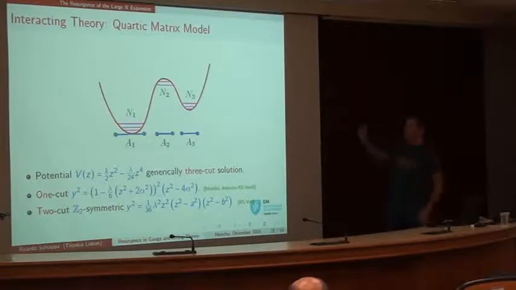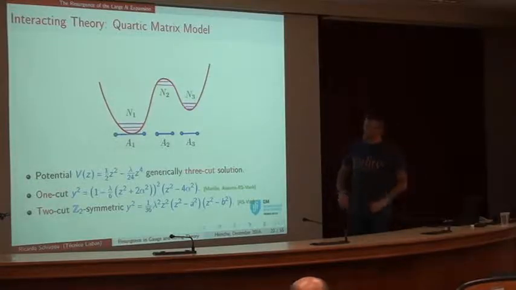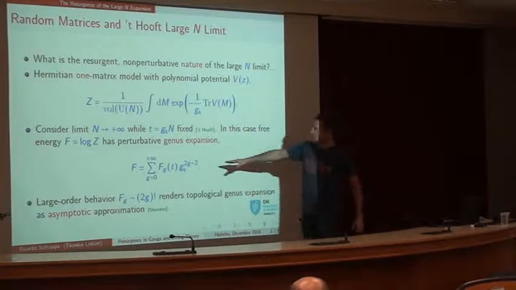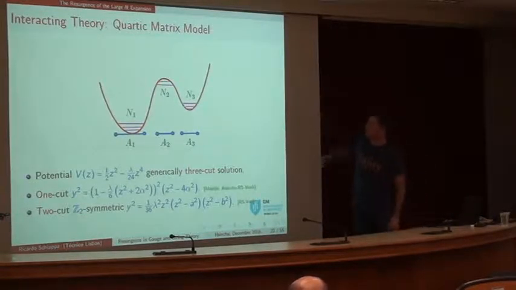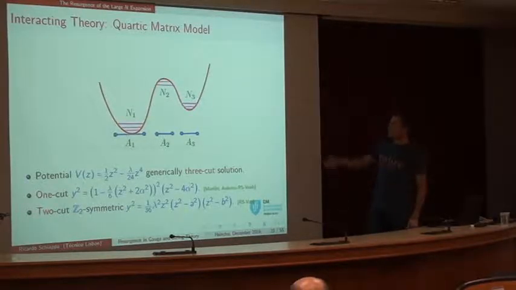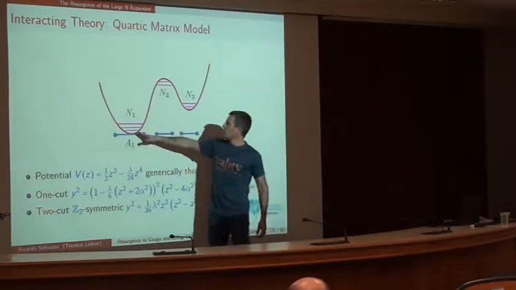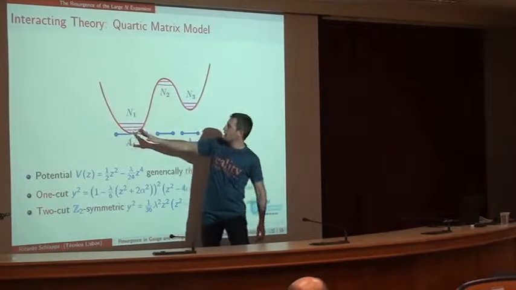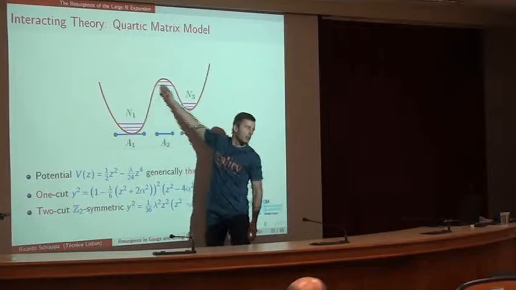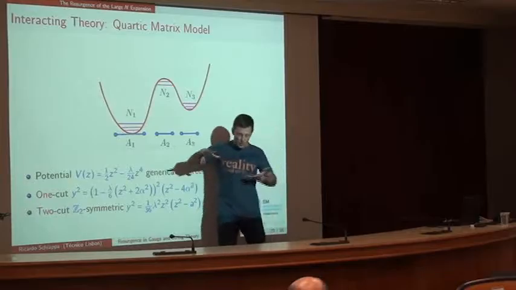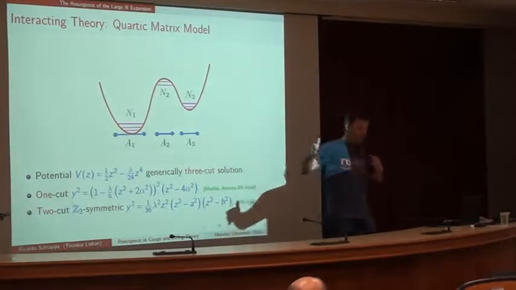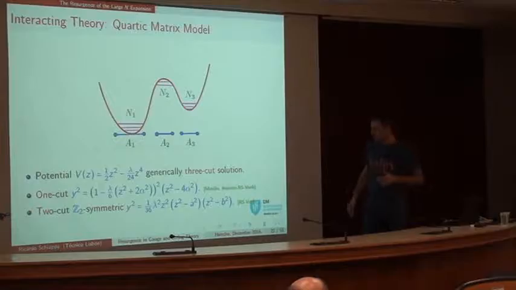So one thing is that you have to decide on a saddle point of the matrix model, where you construct perturbation theory, where you construct this series around. And for the quartic matrix model, which is the simplest non-trivial example that you can use, generically there will be 3 critical points of the potential. Eigenvalues can cluster around each of these critical points, and so you would have some sort of spectral curve associated to the distribution of eigenvalues with 3 cuts.